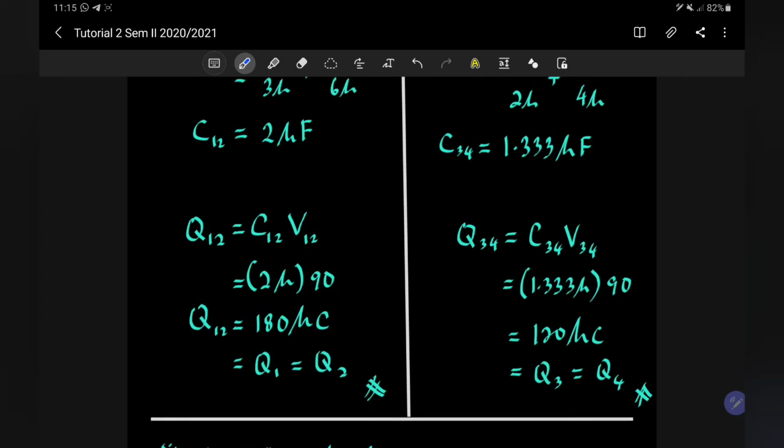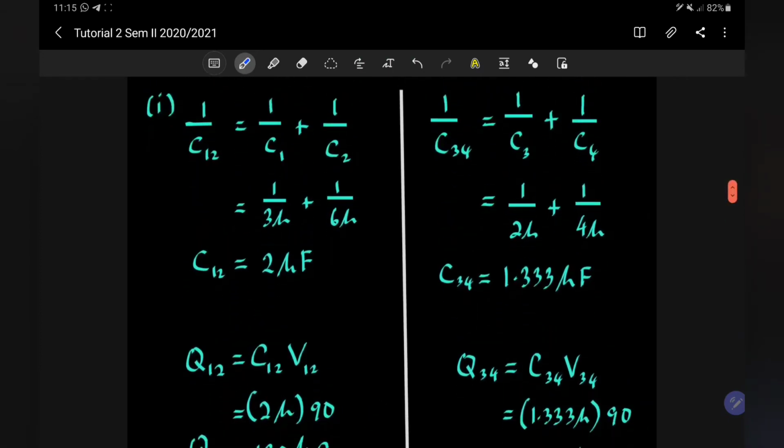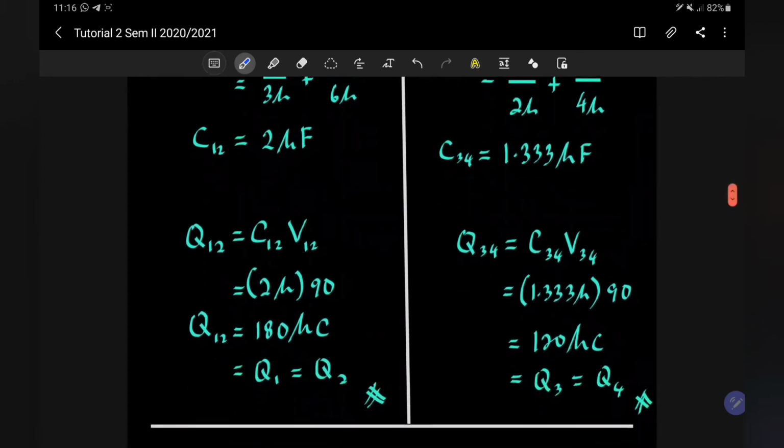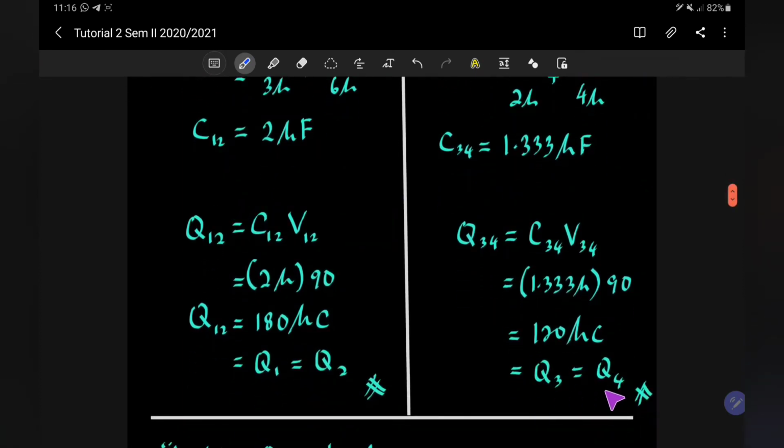Remember that. By doing the same thing for 3 and 4, we calculate 1 over C34 equals 1 over C3 plus 1 over C4. Substitute the values of C3 and C4 into this equation, so that you will get C34. By knowing C34, we then calculate Q34 equals C34 multiplied by V34. Substitute all the values and you will get Q34 again, which equals Q3 and Q4. Don't forget to state this, the answers for Q3 and Q4.